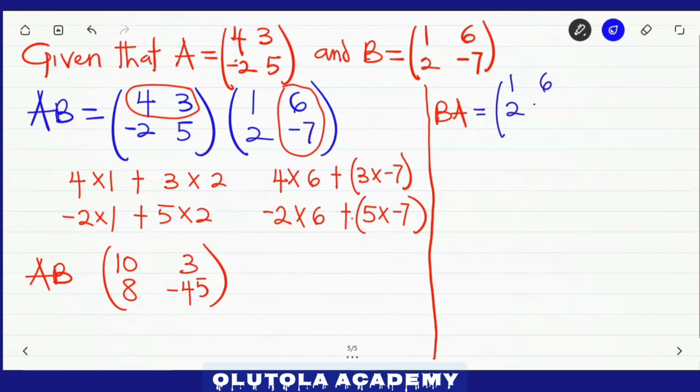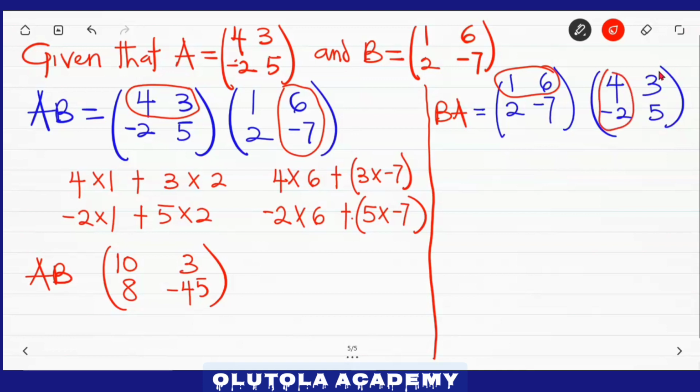So if we do BA now, 1, 6, 2, -7 multiplies 4, 3, -2 and 5. If we do this multiplication now, this row goes with this column. So that will be 1 times 4 plus 6 times -2. That will give us 4 plus -12, and 4 plus -12 will give us -8.